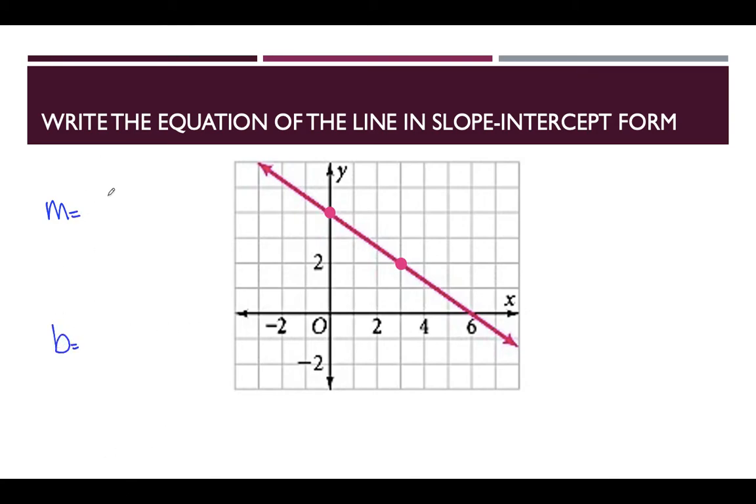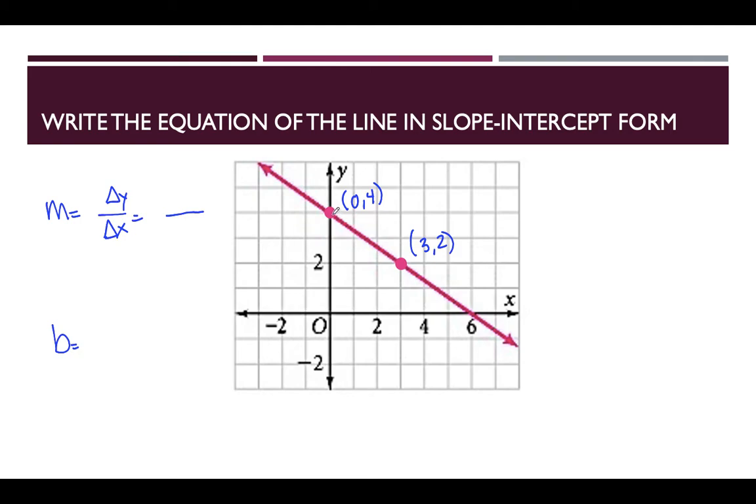Slope is change in y values over change in x values. So if I look at this graph, this is (0, 4), and this is (3, 2). So you can see that the y values, I always do the y values first because that's what's on top of my ratio, but you could do the x values first. You just have to remember that they go on the bottom.